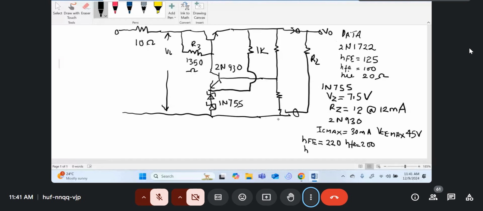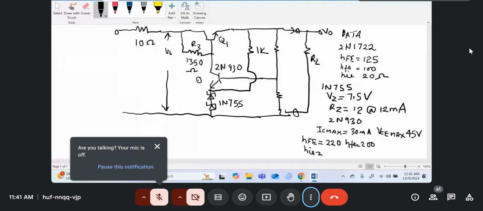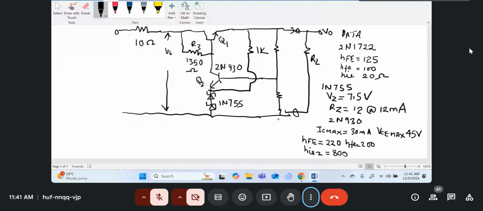and HIE2, which means that this is actually our Q1, the top one, and this is your Q2, is 800 ohms. So all these parameters, you're told it's at IC equal to 10 milliamps. The input voltage varies, I'm just drawing the diagram, VI is 50 plus minus 5 volts.